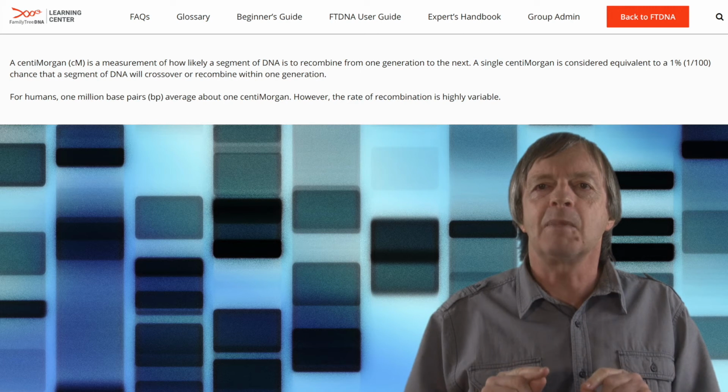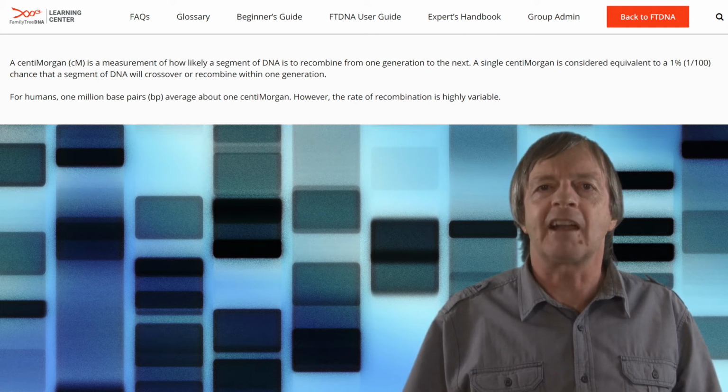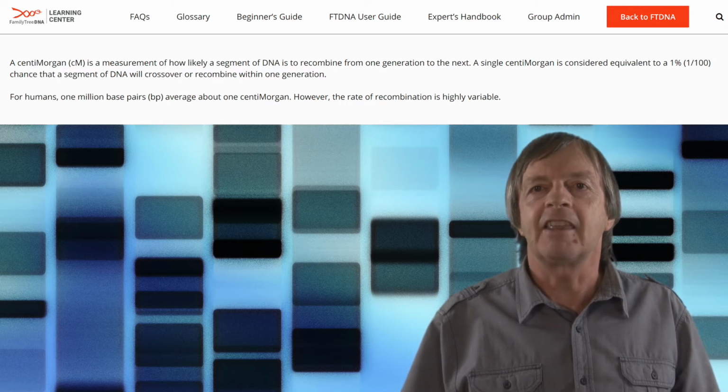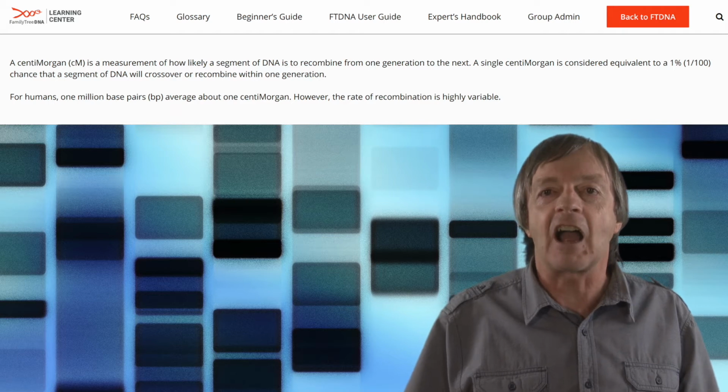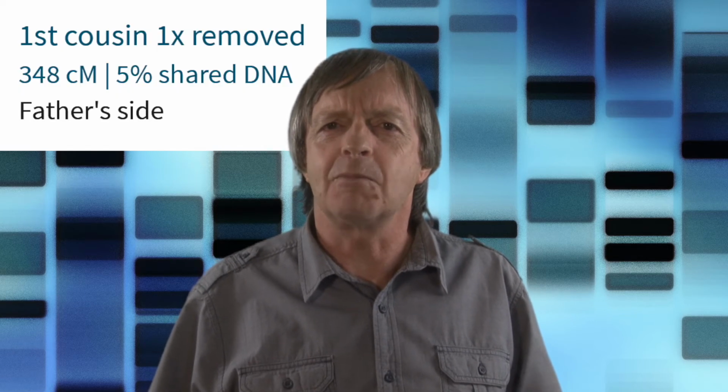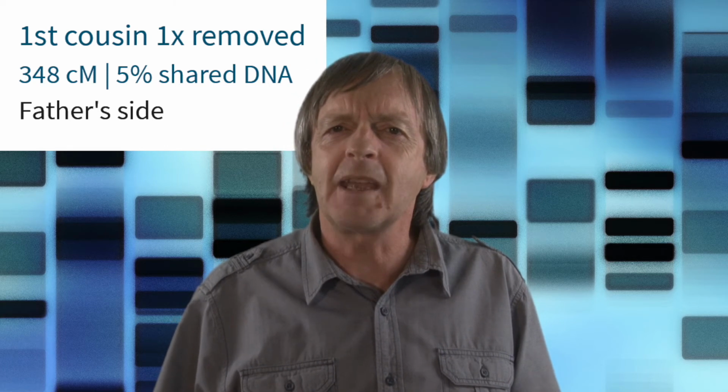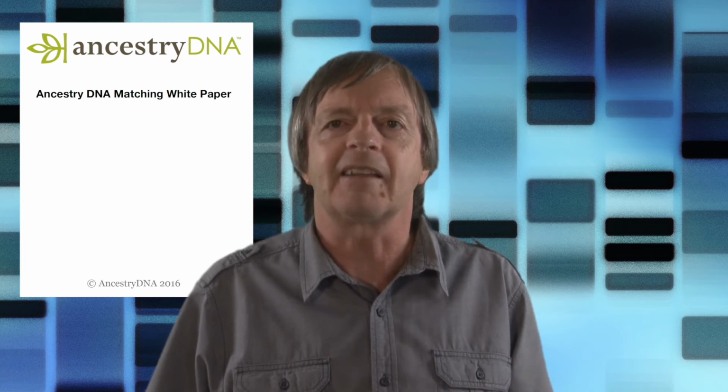For humans, 1 million base pairs, bp, average about 1 centiMorgan. However, the rate of recombination is highly variable. But anyway, if a match has 348 centiMorgans of DNA, what does this mean exactly? To explain this, I'll begin by referring to the explanations given by AncestryDNA in their AncestryDNA Matching White Paper. In this, they give a basic 5-step process they use when comparing two individuals. So I'll paraphrase what they say.